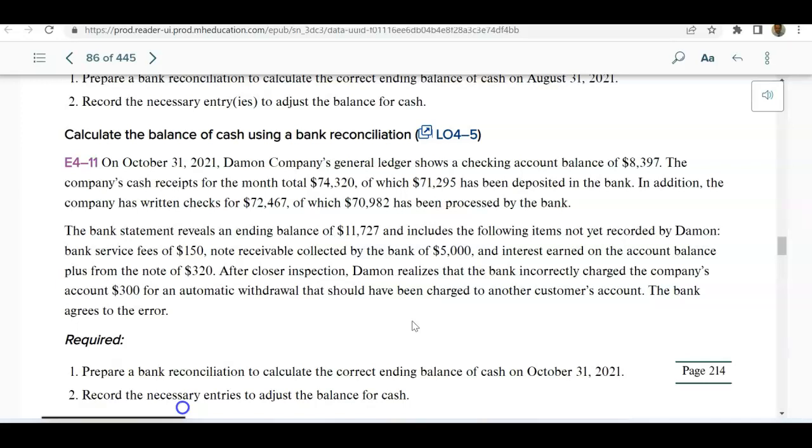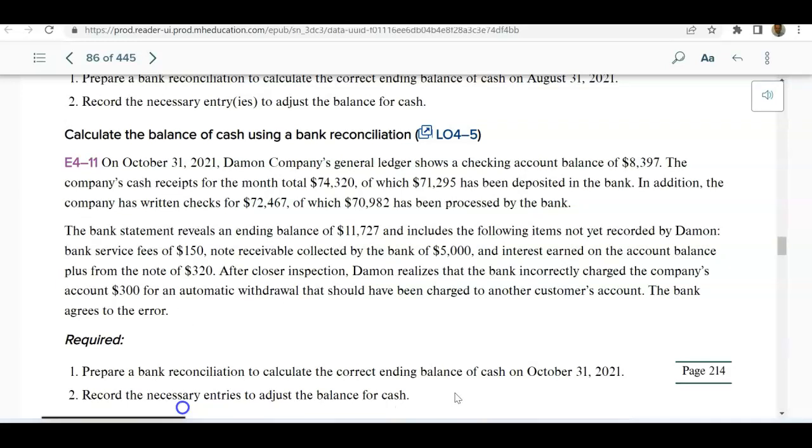After closing inspection, Damon realizes that the bank incorrectly charged the company's account $300 for an automatic withdrawal that should have been charged to another customer's account. So it's a bank mistake, okay? Normally, a bank mistake is very rare. It's not going to happen, but once in a thousand, it might, right? So here is the bank mistake.